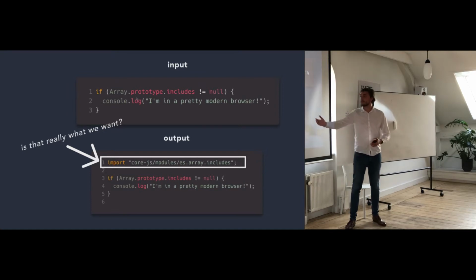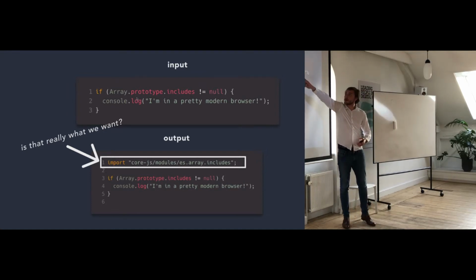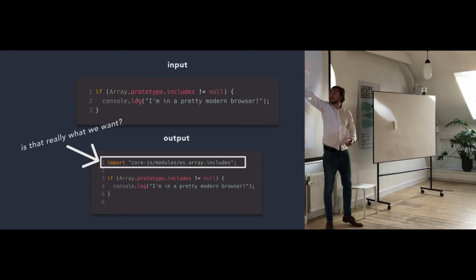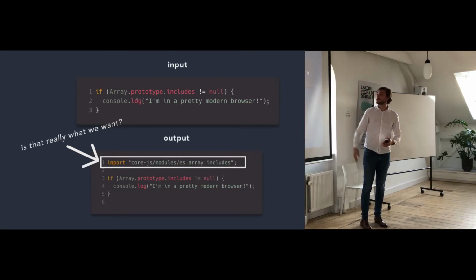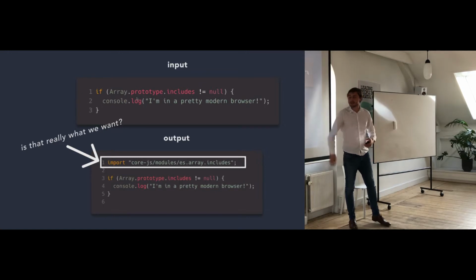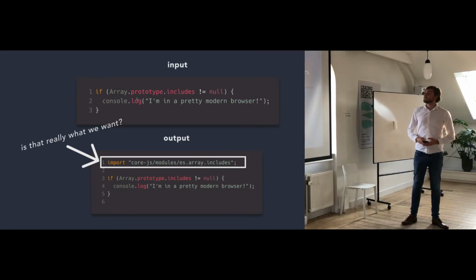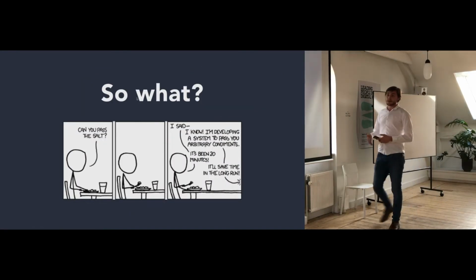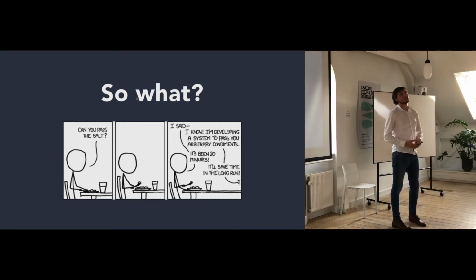Like, consider this example. We're console logging this thing if Array.prototype.includes is not null. We're not calling includes, we're just checking if it is there, and still Babel will include that as a polyfill. So I wouldn't say that's what you want. Yeah, so that's what those three very popular modern front-end frameworks do.